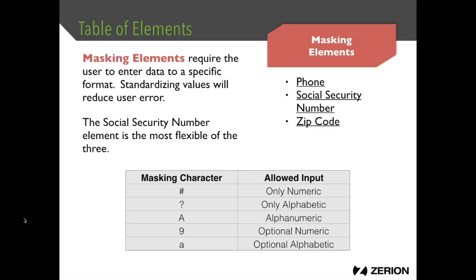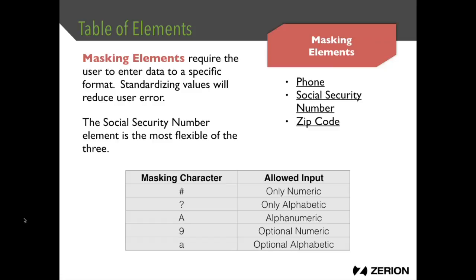Now, there are 3 different elements that we have for masking, which are your phone number, your social security number, and the zip code. These are not the only data points you can collect with these masking elements, but what they do give you are templates for the different masks that you can create. Out of these 3, the social security number is going to be the most flexible, and so we normally recommend that you use that element if you want to create a custom mask that does not fit the normal format of a phone number or a zip code.